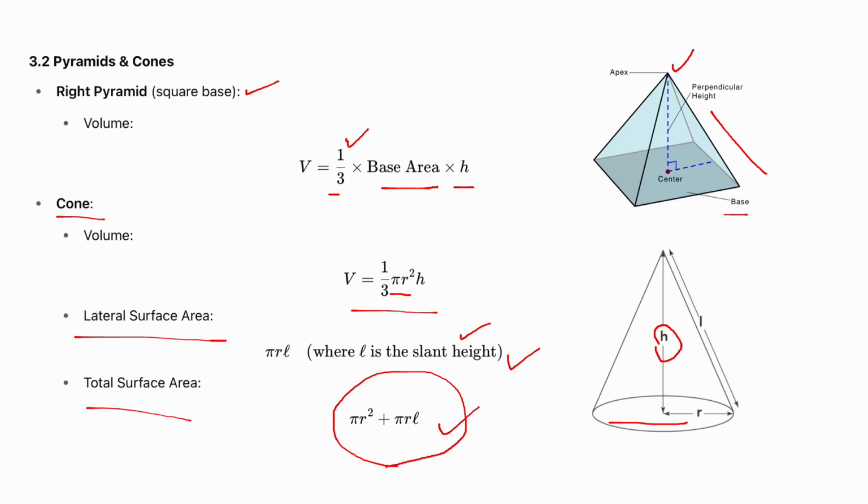Total surface area is pi r square plus pi r L. This L, not the h, because that is something which people can get confused. I think if you remember all these formulas, you should be able to find all these areas, volume, etc. correctly.